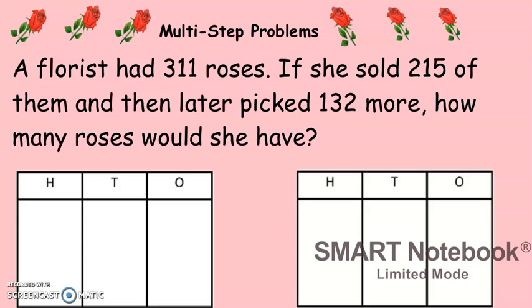Okay, boys and girls, this is our last multi-step problem, and you are going to solve this all on your own at home and send us your answers. It says, a florist had 311 roses. If she sold 215 of them and then later picked up 132 more, how many roses would she have?